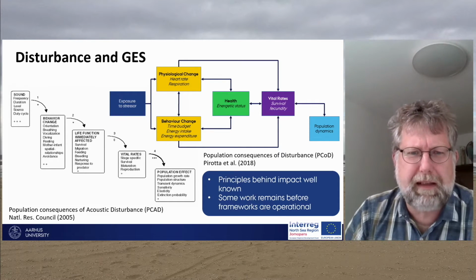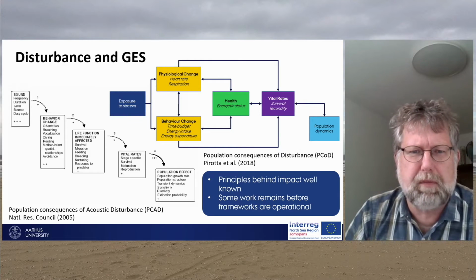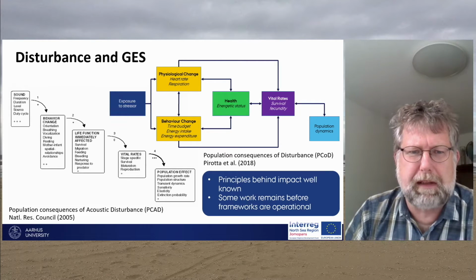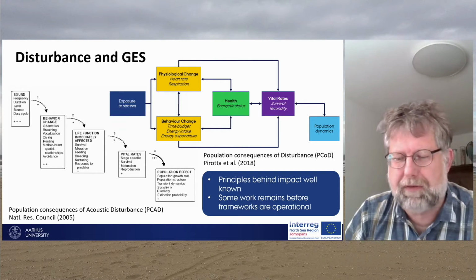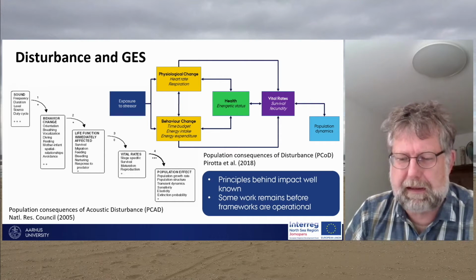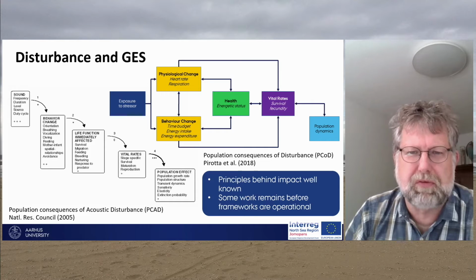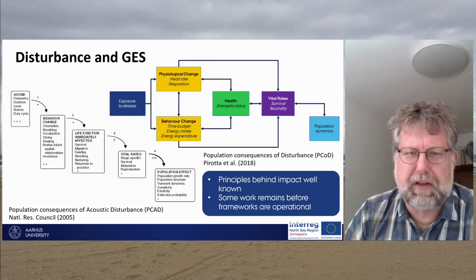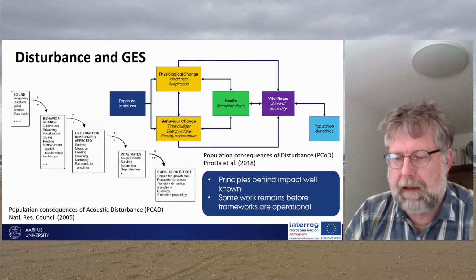So in principle, these things are well known. In that sense, there are no missing pieces. But to get actual numbers on these interactions has turned out to be very difficult. And there's a lot of work remaining to be done before these frameworks are really operational, before we can come from the maps that Chris showed to some inference about actual effects at the population level.